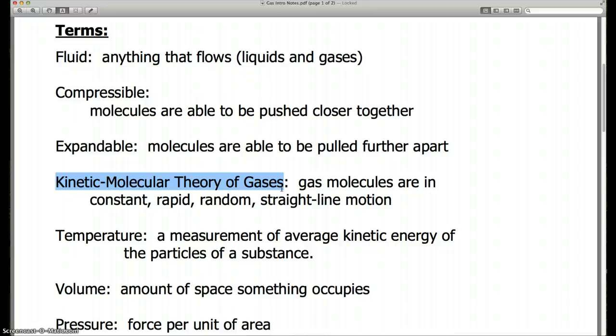And those molecules are flying around the room in constant motion, so they're nonstop. They're moving very quickly. It's the rapid part. They're moving in every direction. It's not like they're all going that way. So the direction is random, and they're all going in straight lines. They go in straight lines until they hit something. When they hit something, like you or the wall or the phone in your hand or whatever, they bounce off that and they go off in a straight line in a different direction until they hit something else.